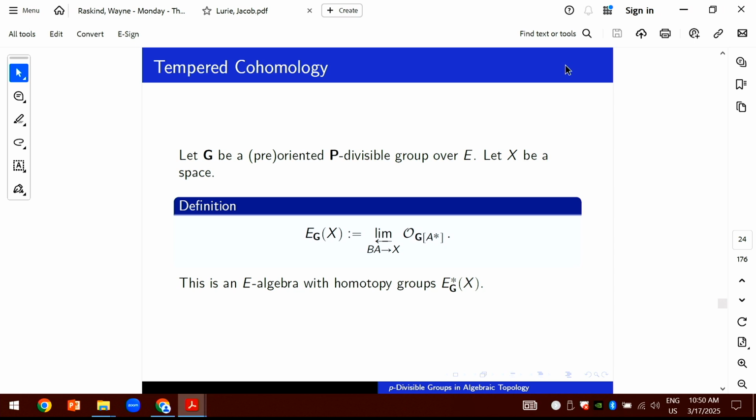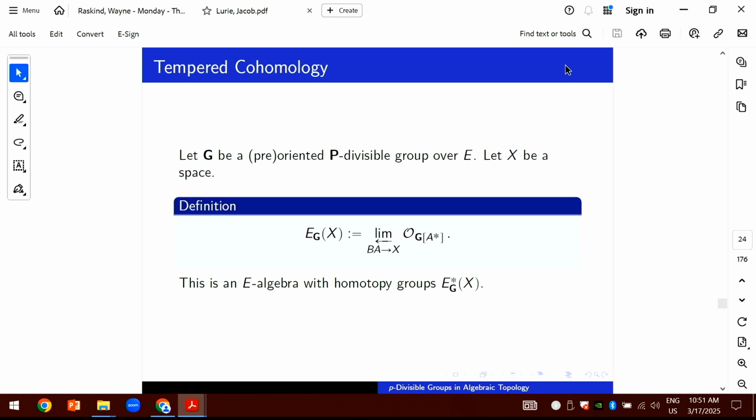It's an E algebra, so it's a cohomology theory. But if you want something more concrete, you can then apply that cohomology theory to a point to get a sequence of abelian groups. I'm going to denote those by EG upper star of X, and I'm going to call these the G-tempered cohomology groups of X.